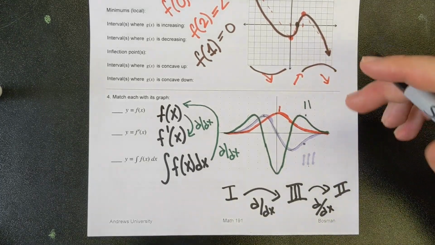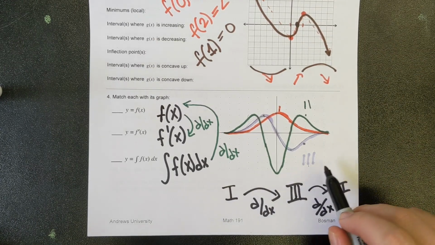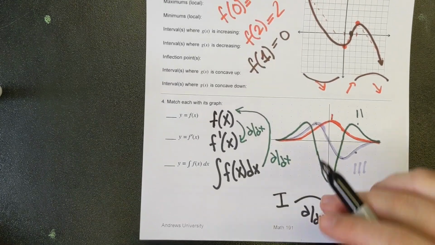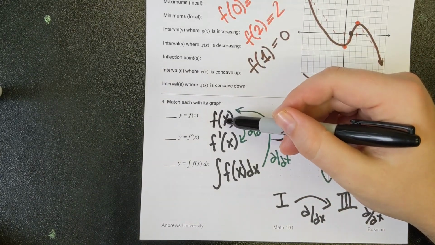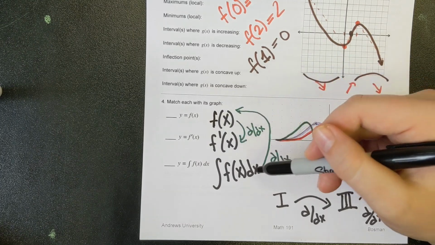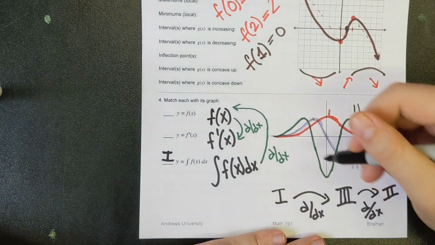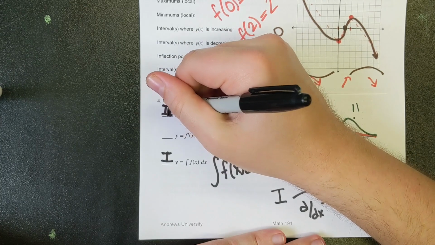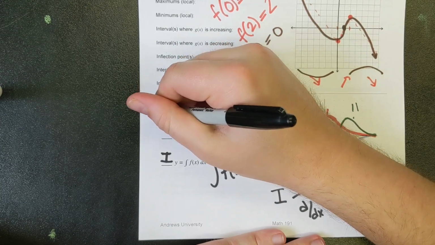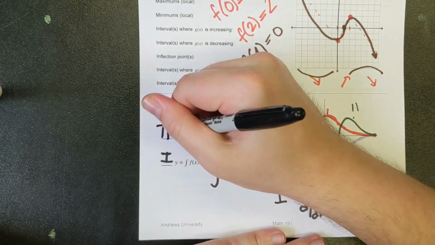Now we have to line these up. The first one is function 1, then its derivative is 3, and then its derivative is 2. Over here I have this bottom one, the antiderivative. Its derivative is f, and then its derivative is f prime. So this bottom one must be 1. Its derivative is 3, and its derivative is 2. 1, 2, 3.